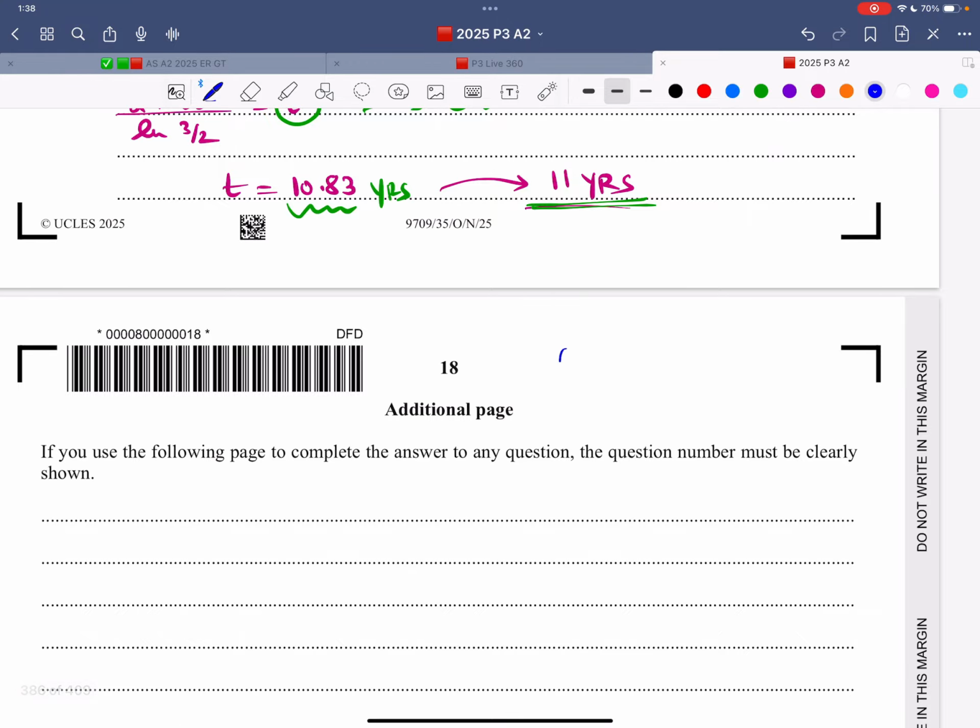So this video is also done. October, November 2025. Focus is on differential equation. 2 variants. We focused on variant 33. We focused on variant 35.